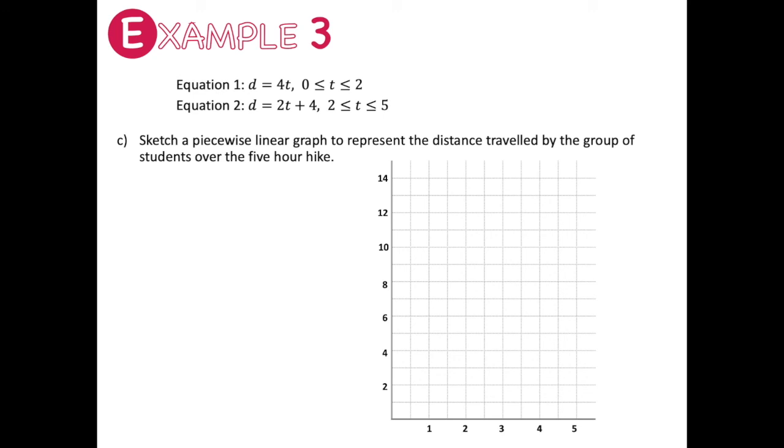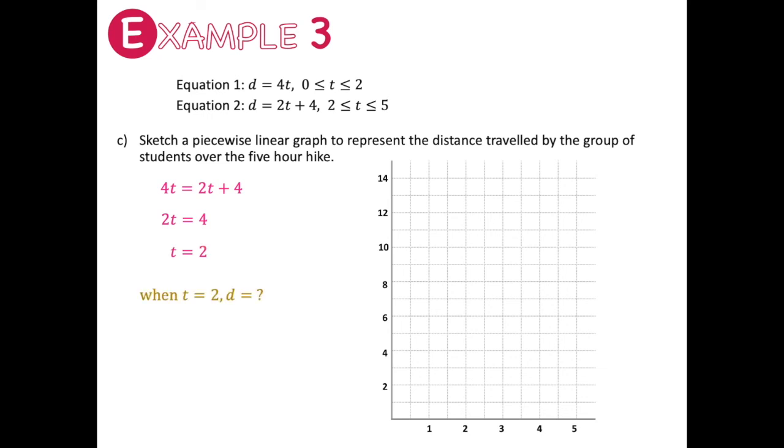So d is equal to 4t and d is equal to 2t plus 4. So I can equate 4t to equal 2t plus 4. Moving the 2t over from the right-hand side to the left-hand side, that leaves me with 2t is equal to 4. Dividing both sides by 2, t is equal to 2.